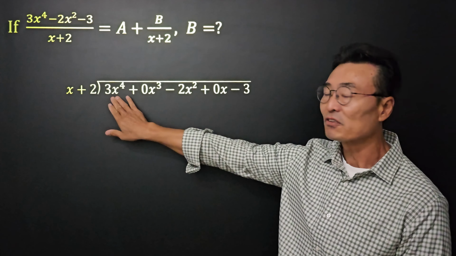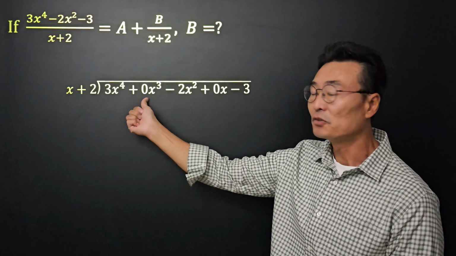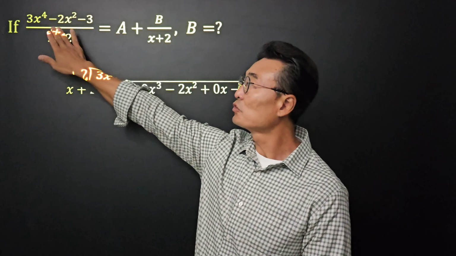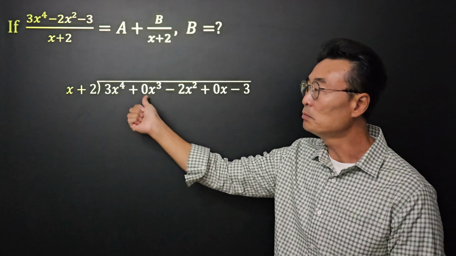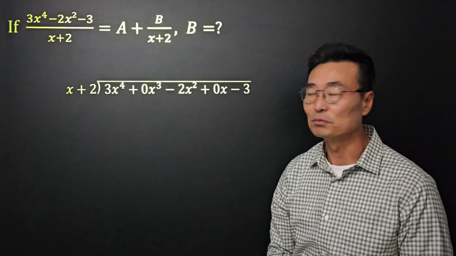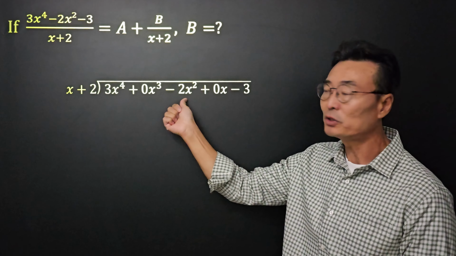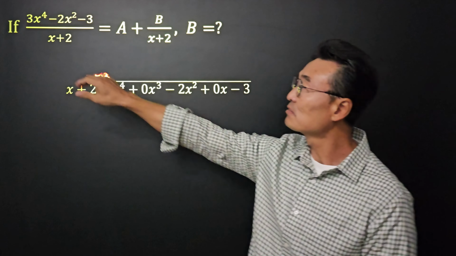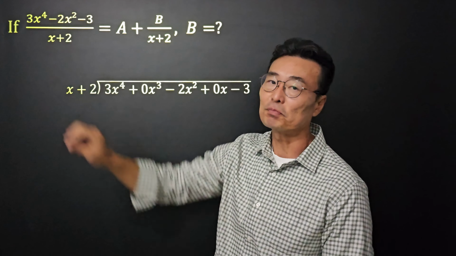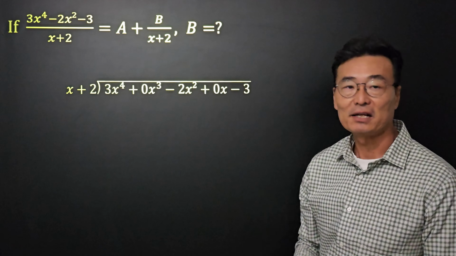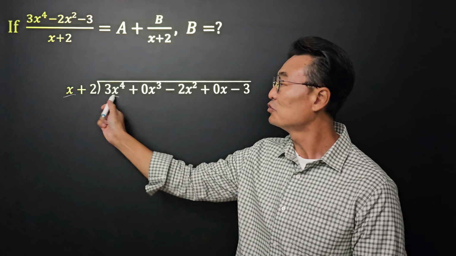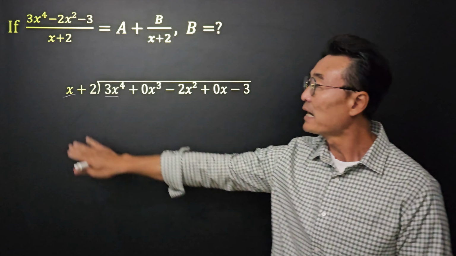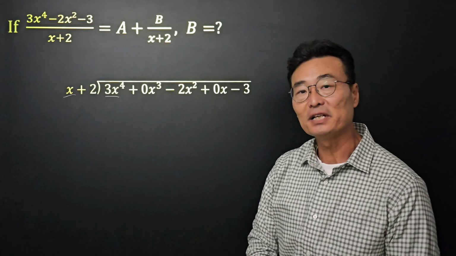Here's our setup. Again, we have 3x to the fourth plus 0x cubed. Notice there is no x cubed in the numerator, so we have to go ahead and put in the 0x cubed so that the division will end up smoothly. Minus 2x squared plus, again, 0x, because there is no x to the first power in the numerator, and then minus 3.